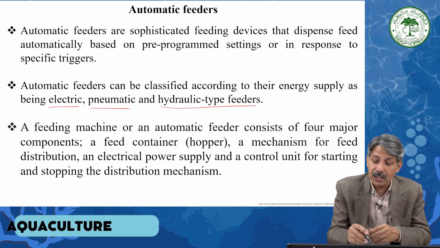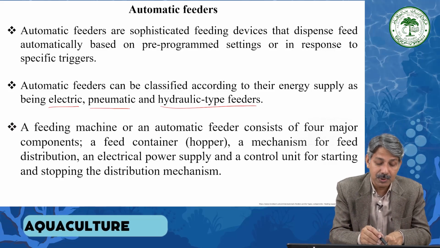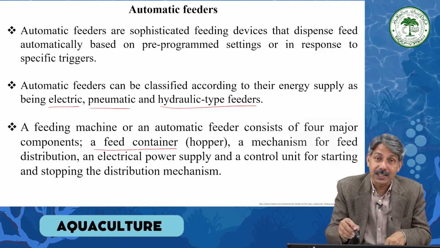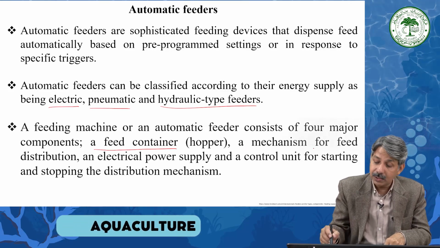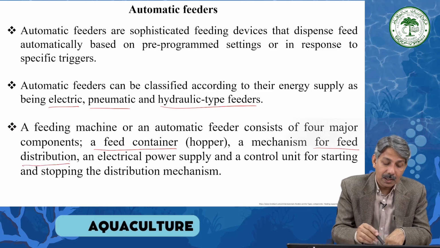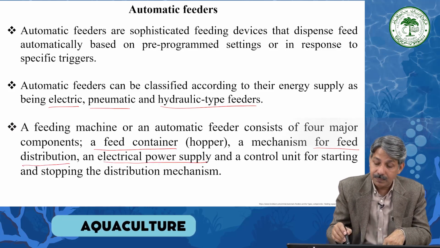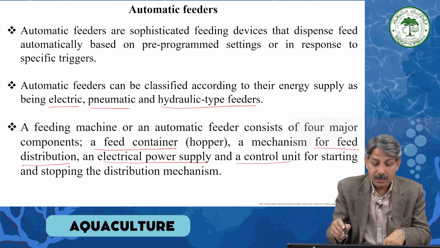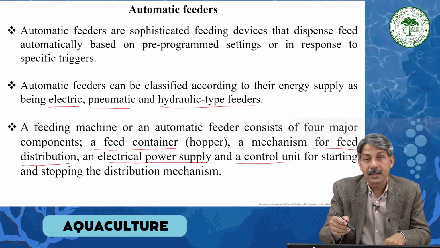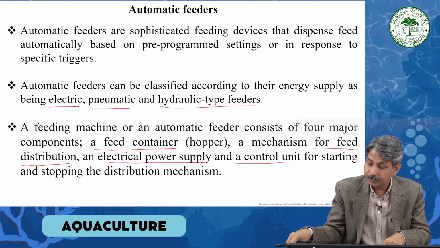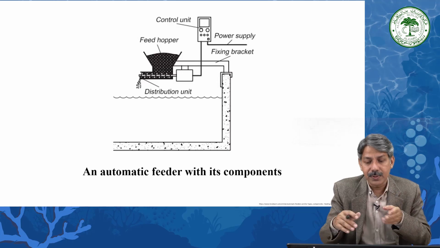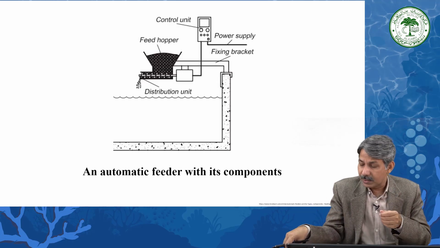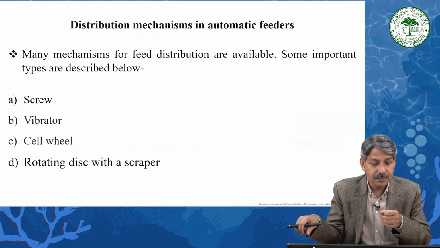A feeding machine or an automatic feeder consists of 4 major components. What are these? A feed container, which we often call a hopper, a mechanism for feed distribution, an electrical power supply, and a control unit for starting and stopping the distribution mechanism. This is a generalized diagram of an automatic feeder shown along with its components.